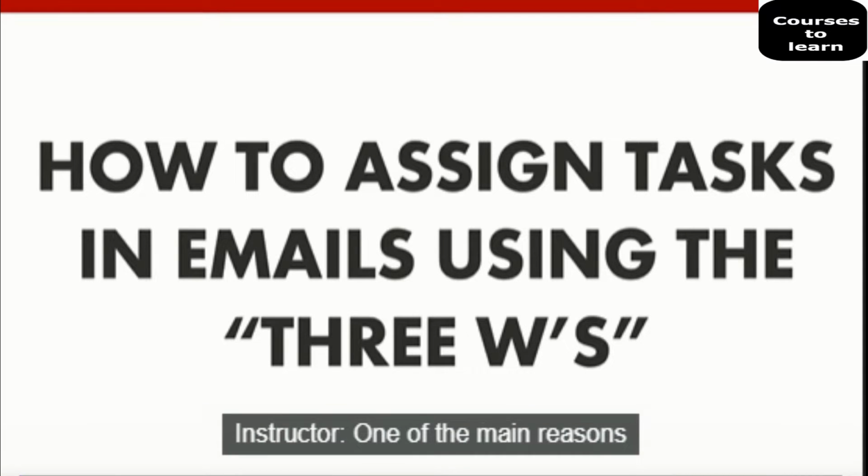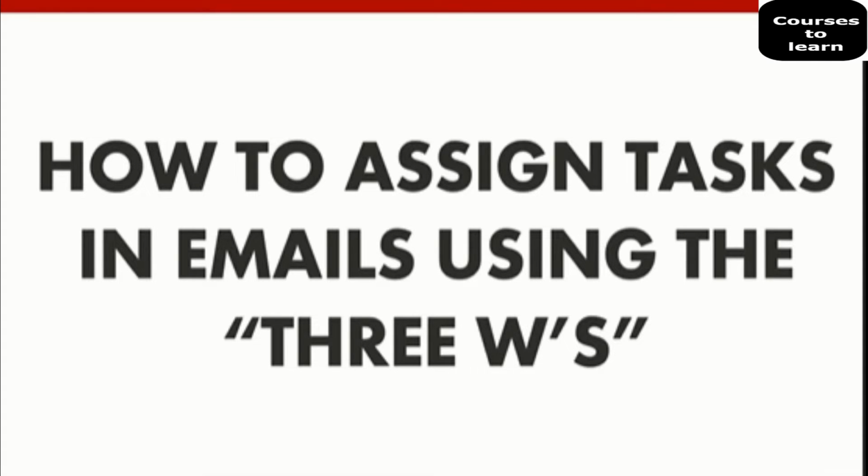One of the main reasons why tasks don't get done after being assigned in an email is because the people who wrote the email were not very clear on what should be done. In this video, we'll discuss how to assign tasks in emails so they're crystal clear to the person on the receiving end. I'll also go over what I call the 3 W's and how to use them strategically so that your team members will follow through on your task assignments.